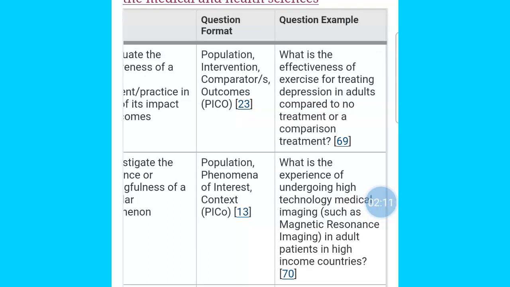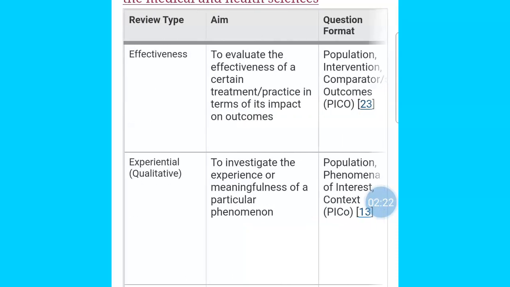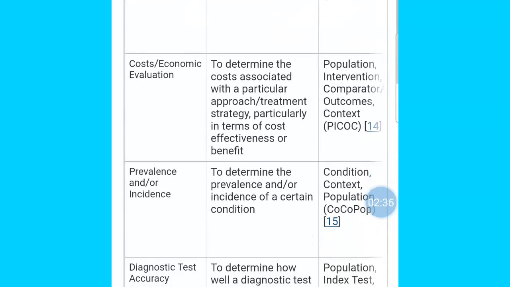So for instance, what is the experience of undergoing high technology medical imaging like MRI in adult patients in high income countries? The experiences might be different than in low and middle income countries where there might not be as much availability of advanced technologies. The next review type, of course, is economic evaluation. And so looking at cost. So PECOC is a really good acronym here because it looks at population, intervention, comparator, outcomes, and then context.